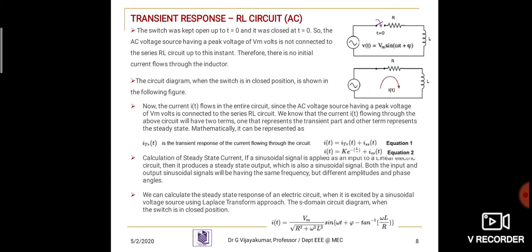We know that the current i of t flowing through the above circuit will have two terms. One is represented as a transient part, another one is the steady state part. It is mathematically represented as i of t is equal to i_T of t plus i_SS of t, equation 1, and i of t is equal to k e power minus t by tau plus i_SS of t, equation number 2. Calculation of steady state current: if a sinusoidal signal is applied as an input to a linear electric circuit.